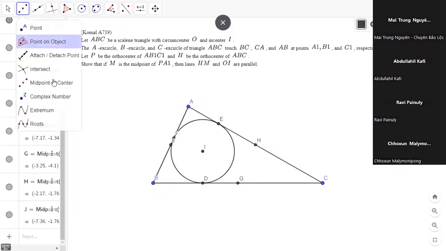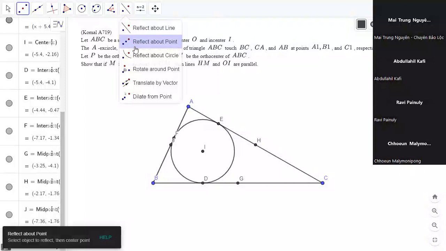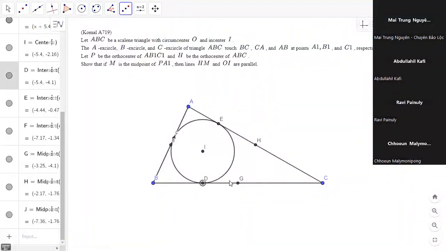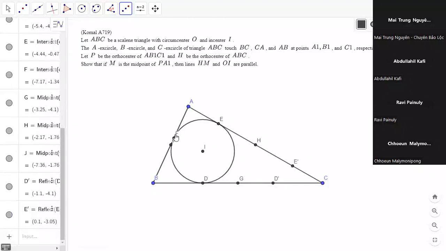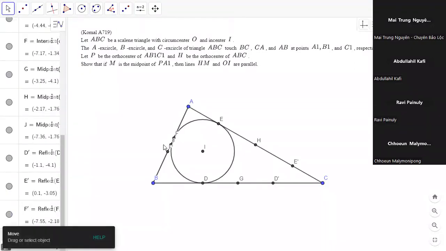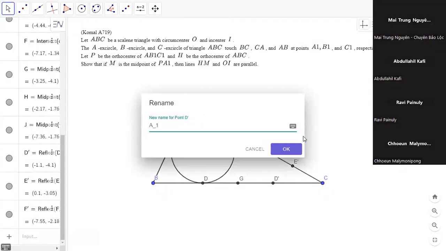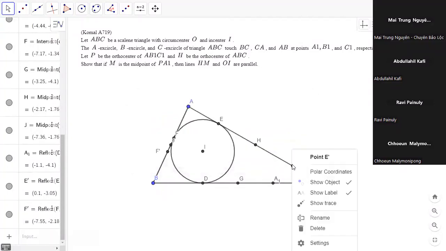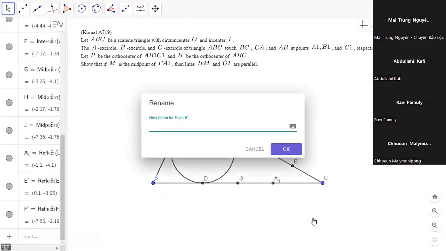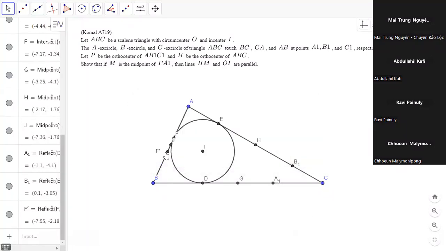All right, that looks decent. So this is going to be A1, B1, and C1. All right. This is A1, B1, and C1.